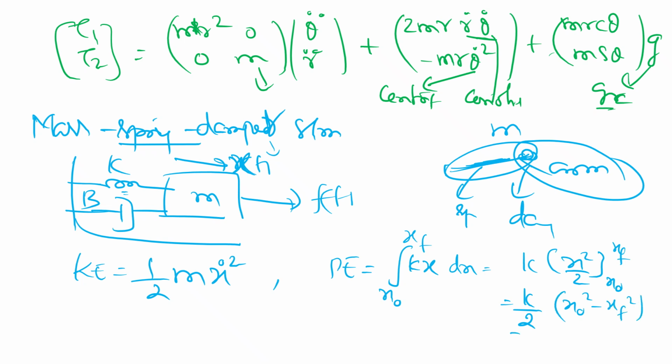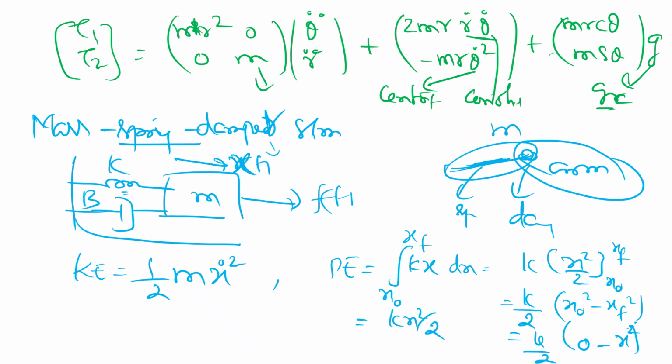Okay, so k by 2 times x naught squared is 0, and xf is the maximum distance only. So it will be x squared, and the potential energy is minus kx squared, or I can say kx squared by 2.